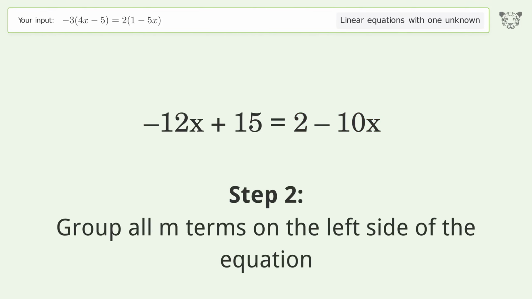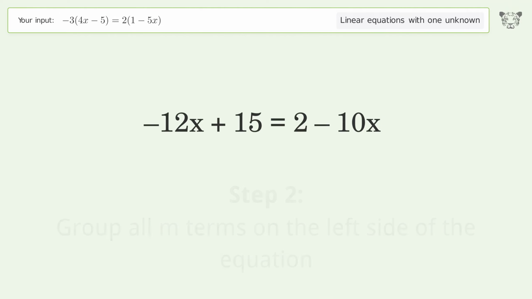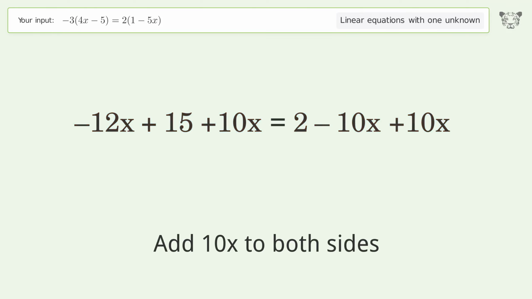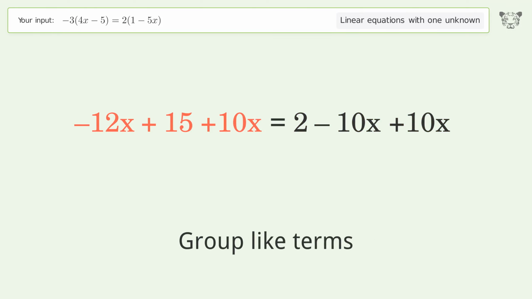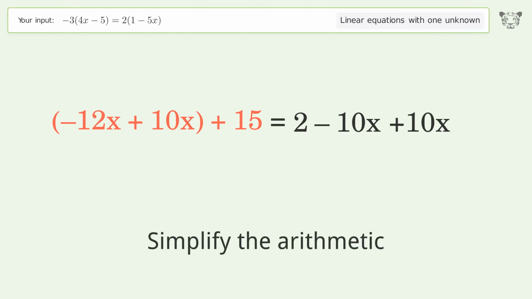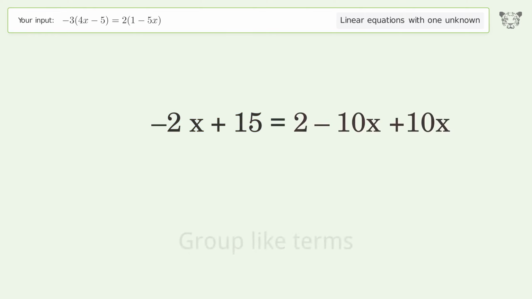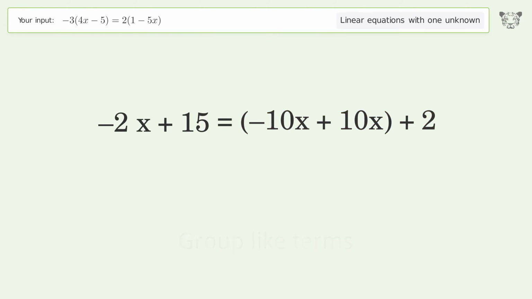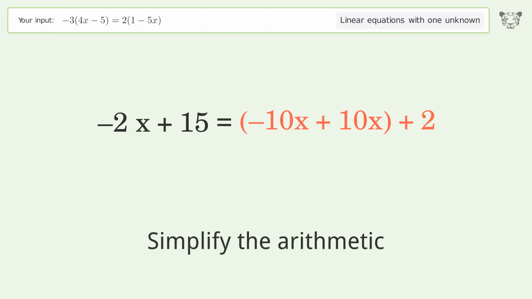Group all m terms on the left side of the equation. Add 10x to both sides. Group like terms. Simplify the arithmetic. Group like terms. Simplify the arithmetic.